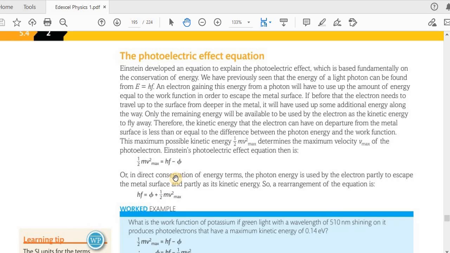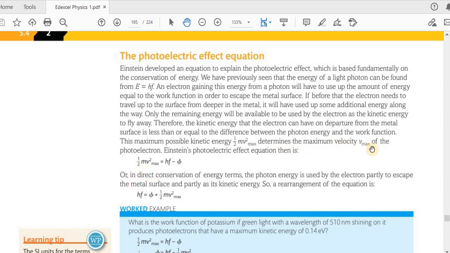In the beginning it will have the maximum velocity, but when it is released and going out of the metal surface, there are air molecules and other particles which can slow it down. So in the beginning it has the maximum kinetic energy, but when it is going through the air, for example, the speed can decrease. Anyway, this is how we write it.